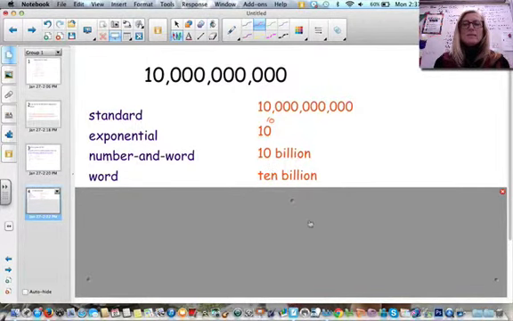So 10 billion. Okay? Those are just some of the nuggets that we're going to be covering tomorrow in class. So take your notes and be prepared, and make sure that you know the difference between these different forms and the different notations for numbers.